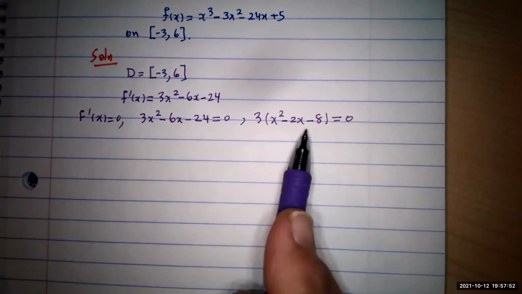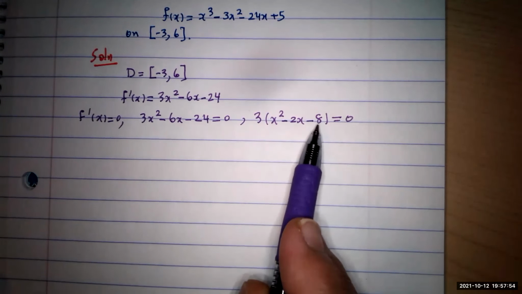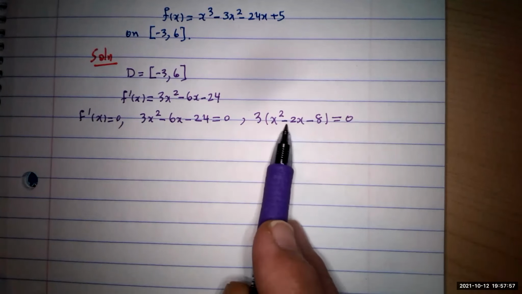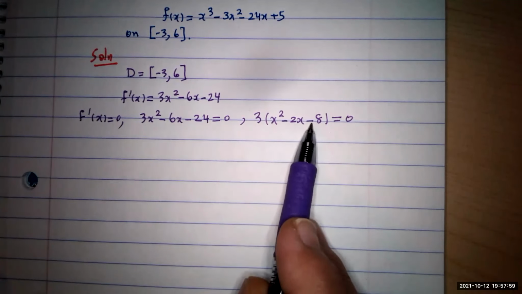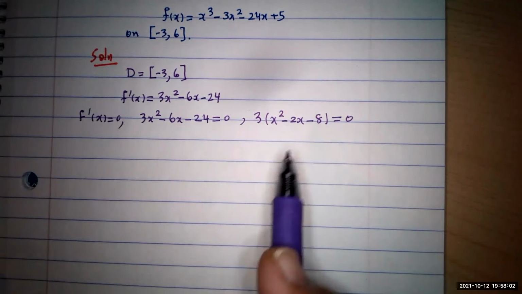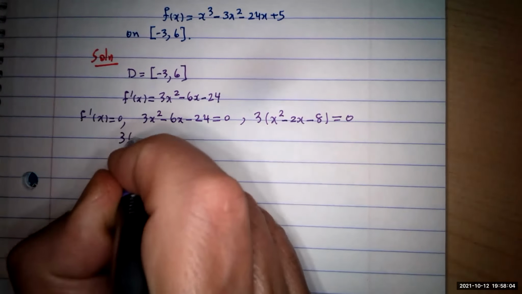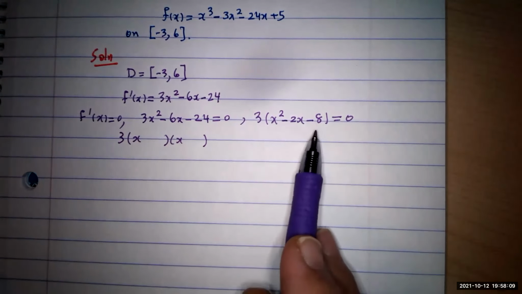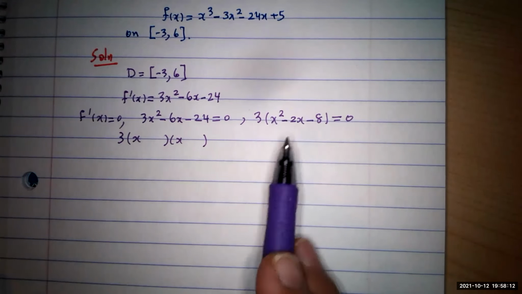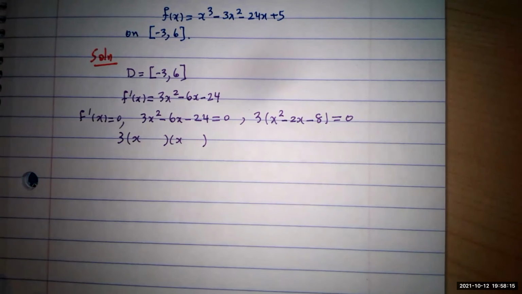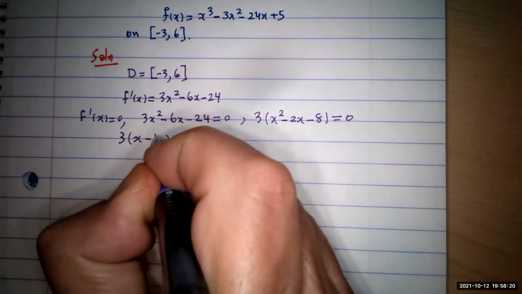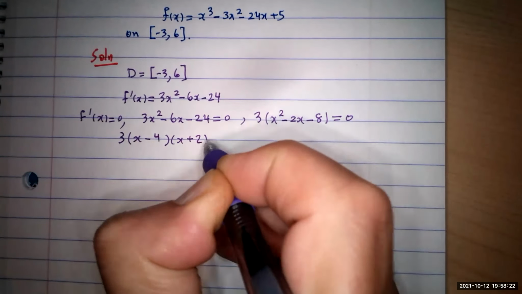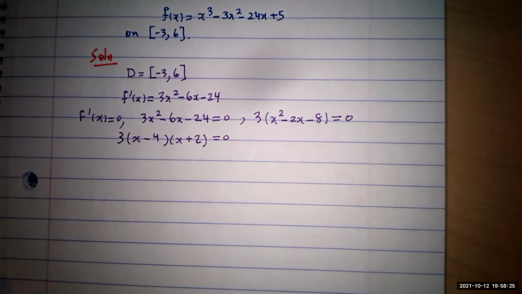Now we continue by finding two numbers with a product of negative 8 and a difference of 2. If it is going to be positive, this number is the sum. So it's 3 times, what are the two numbers? The product is 8 and the difference is 2. x minus 4, x plus 2. Excellent. So 3 times (x minus 4)(x plus 2) equals 0.